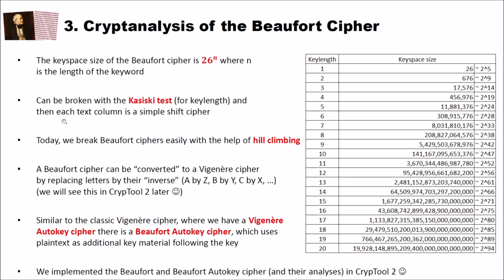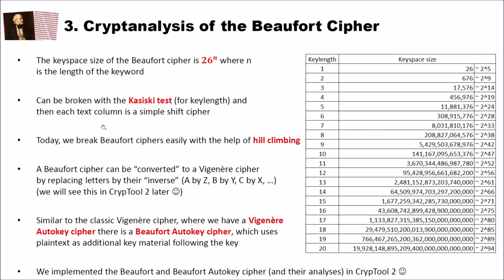So how can the Beaufort cipher be broken? It can be broken with the Kasiski test that is also used for the Vigenère cipher to obtain the key length. The Kasiski test is a test where you can compute a probable key length of Vigenère and also of the Beaufort cipher. And when you have the key length, for the first key letter, you have a column of letters. For the second key letter, you have a column, and so on.